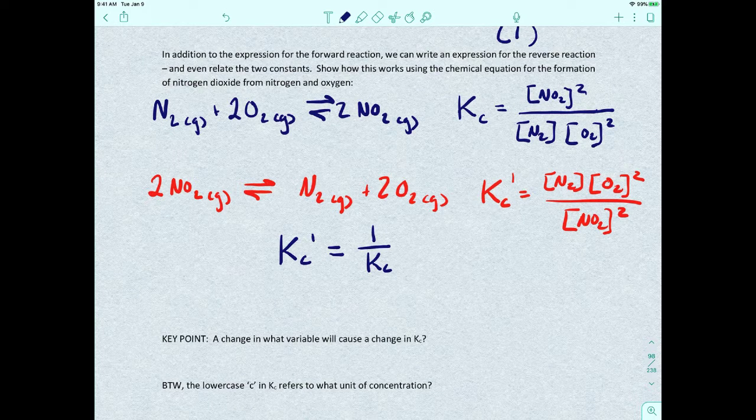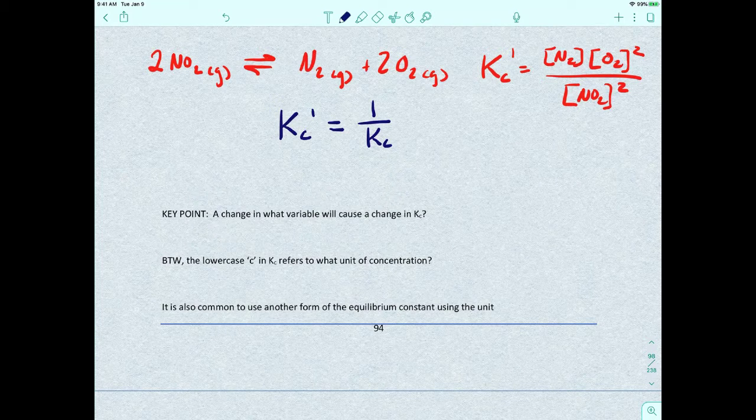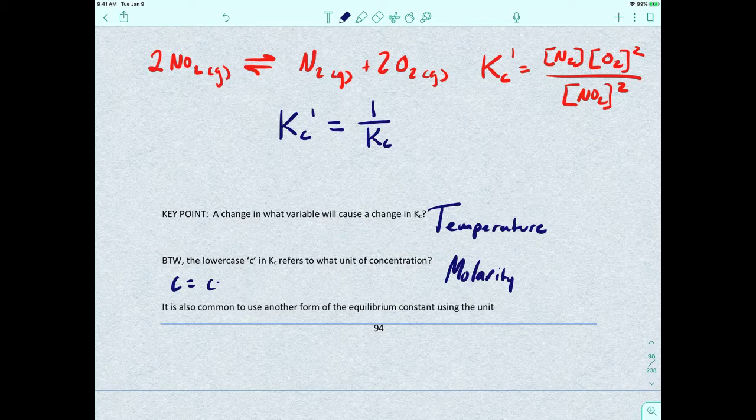So that's pretty cool. All right, so key point: a change in what variable is going to cause a change in the equilibrium constant? Temperature. Anytime you change the temperature, even by 1 degree, you're going to get a different equilibrium value. By the way, the lowercase c in Kc refers to what concentration unit? That is going to be molarity. So c refers to concentration.